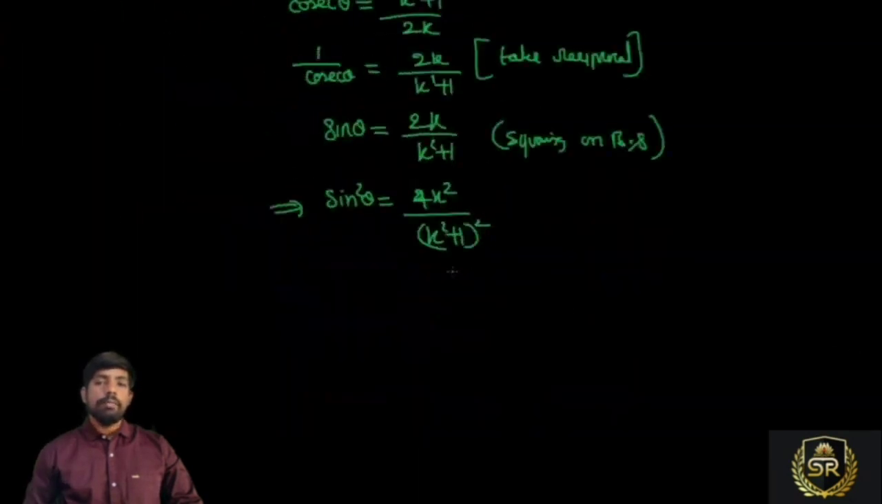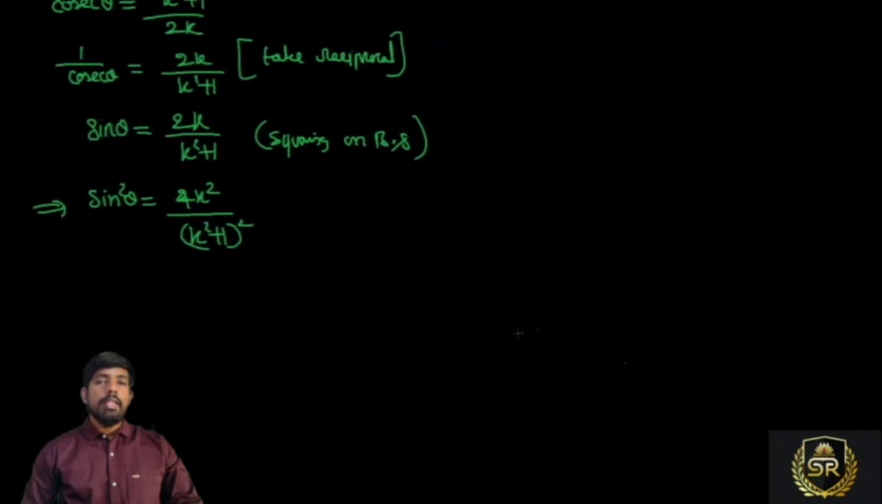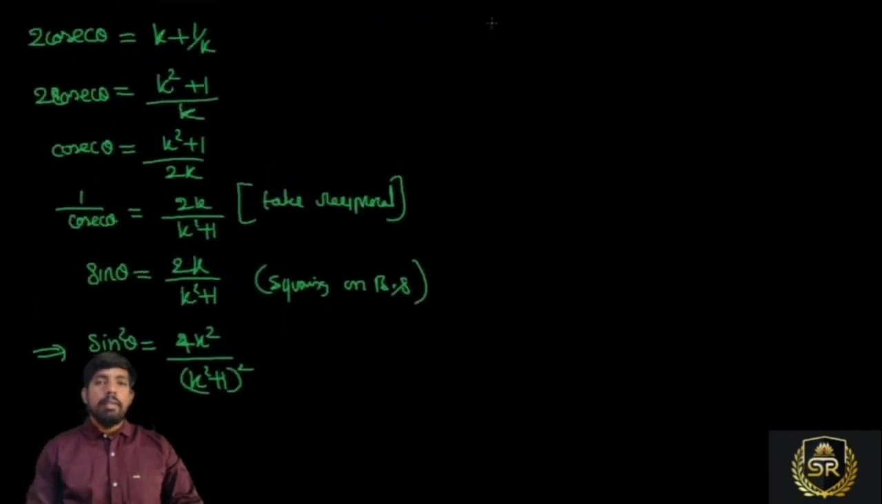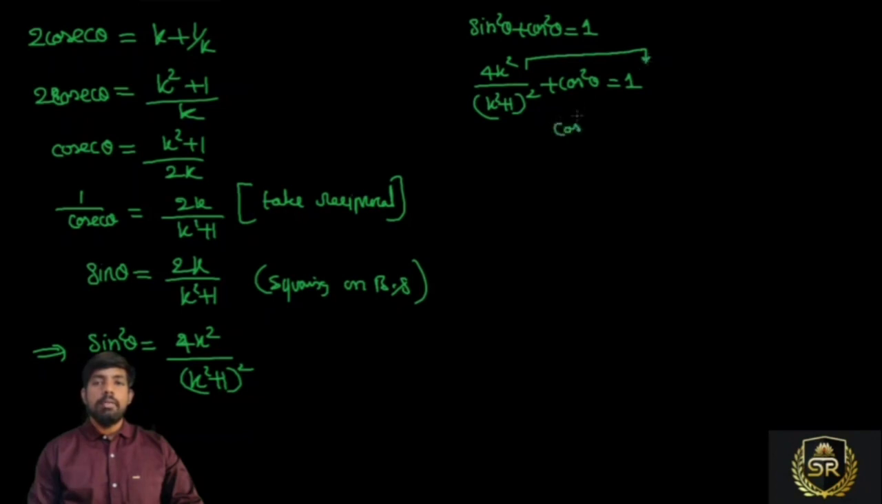So we know sine. We know the identity. What is the identity? Sine square theta plus cos square theta is equal to 1. So we know sine square theta: 4k square by k square plus 1 whole square plus cos square theta is equal to 1. Bring this term to the right hand side. Then cos square theta is equal to 1 minus 4k square by k square plus 1 whole square.